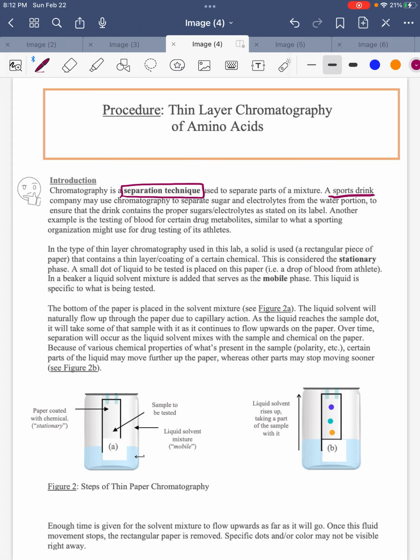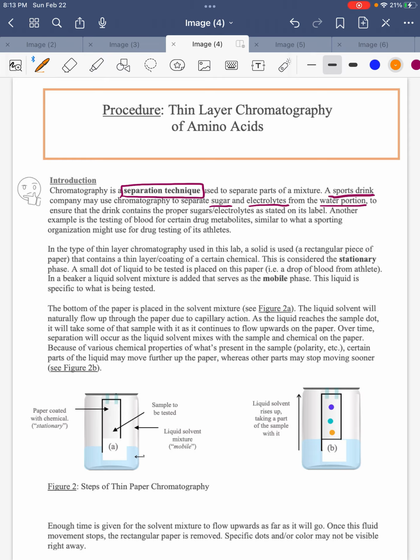We could utilize chromatography to separate the sugar and the electrolytes from the water portion of a sports drink. So chromatography, even though it sounds fancy, is quite simply a separation technique. What are some applications to athletes? A sports drink. What's in a sports drink? Well, mostly water. It's probably going to have some sugar, some glucose, and amino acids. So chromatography would be a way in the lab to separate the sugar from the electrolytes from the water.